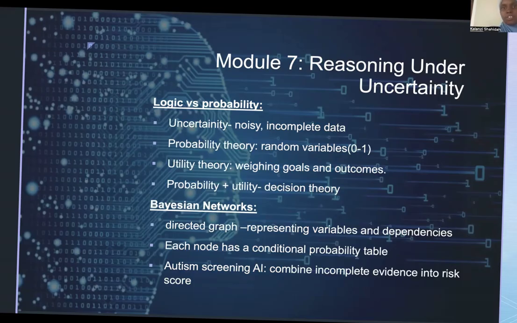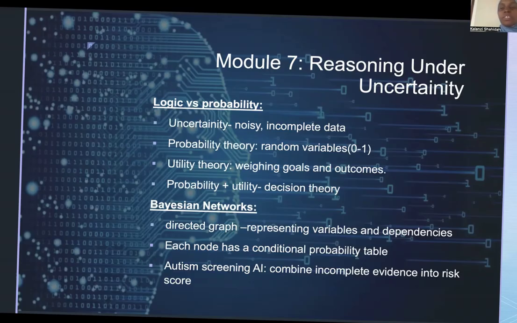Then the seventh module is reasoning under uncertainty. In the real world, we have so much uncertainty, because the data is noisy and incomplete. So these traditional problem solving techniques would not work for us. We need to introduce probability theory so that we can work with uncertainty. We can also work with incomplete data.